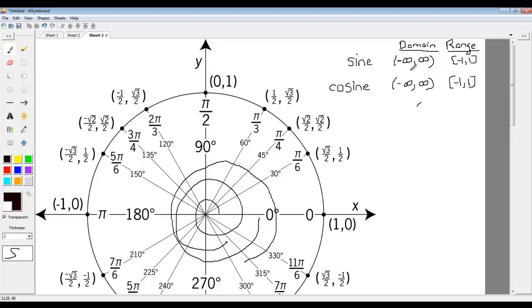So domain here, think about that as the input, like what angles you're finding the sine or cosine of. And then the range, that's the output. That's whatever values you see on these ordered pairs, these points on the circle.